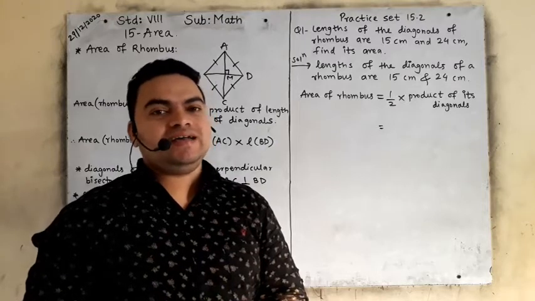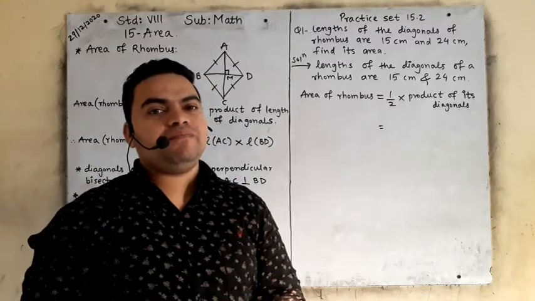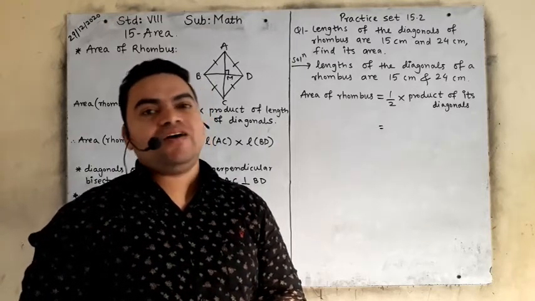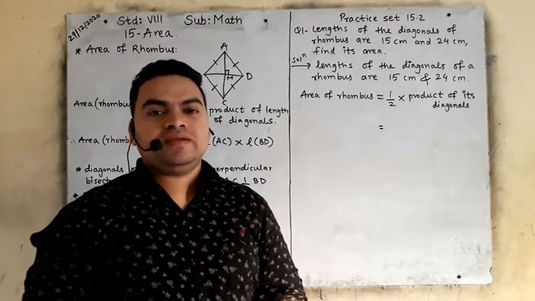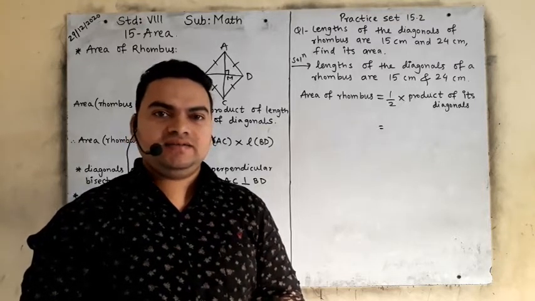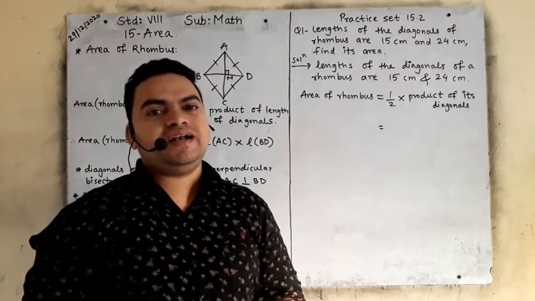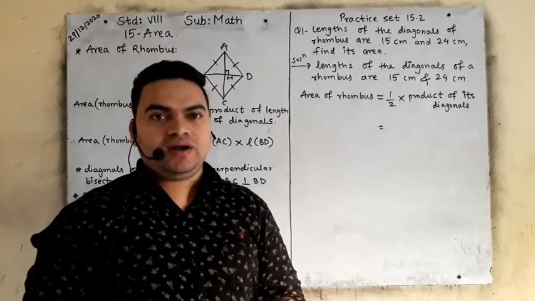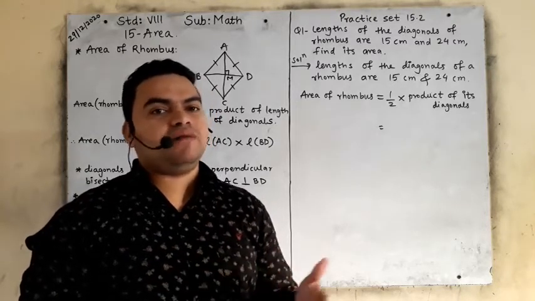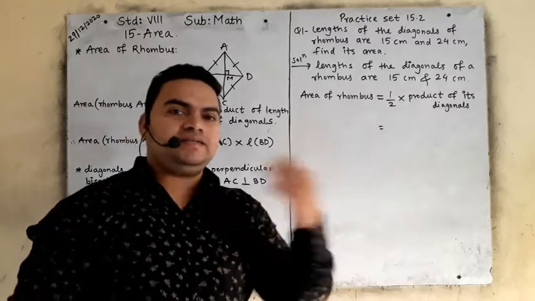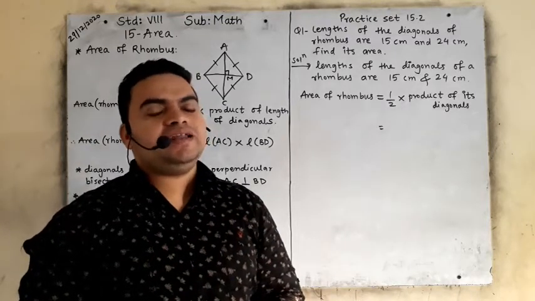My dear students, in the last session we saw the area of a parallelogram, that is, area of parallelogram is equal to base multiplied by height. We have solved the questions regarding the area of a parallelogram. So now we will see the area of a rhombus.